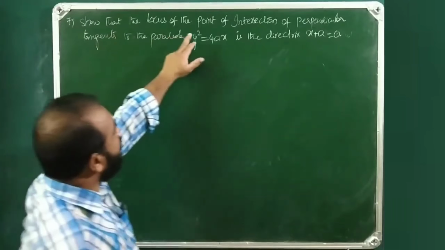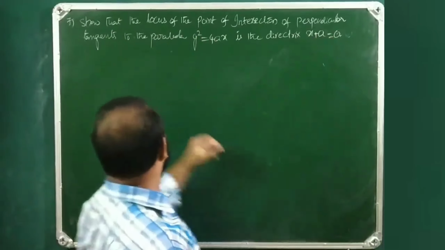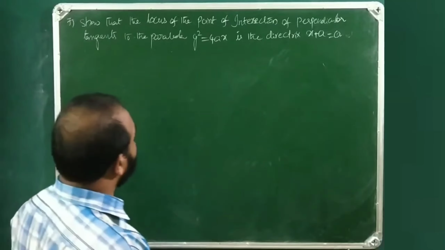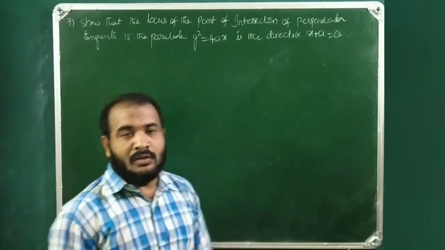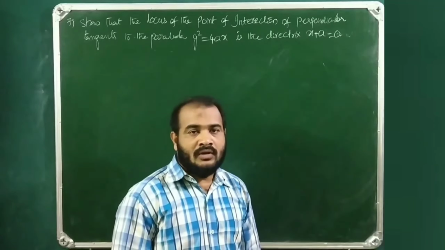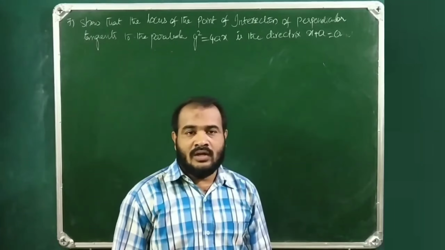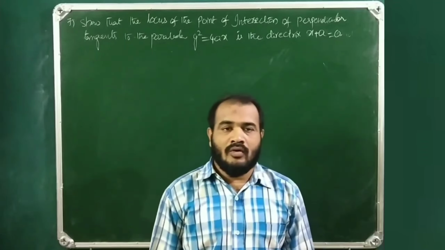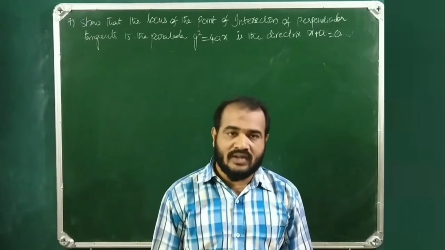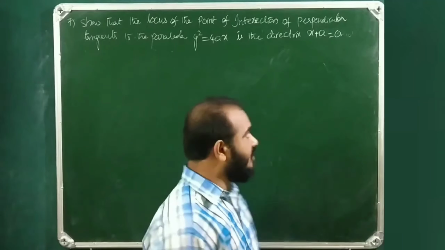Show that the locus of the point of intersection of the perpendicular tangents to the parabola y square equals to 4x is the directrix x plus a equals to 0. The pair of tangents drawn from P x1 y1 to the parabola S equals to 0 is S1 square is equals to S into S11.